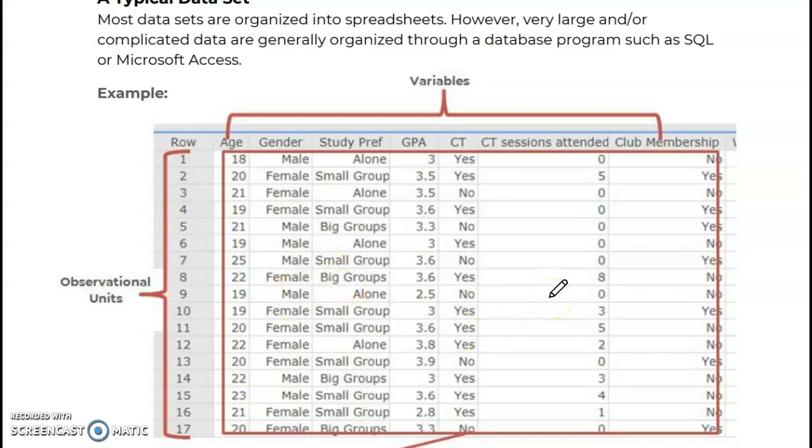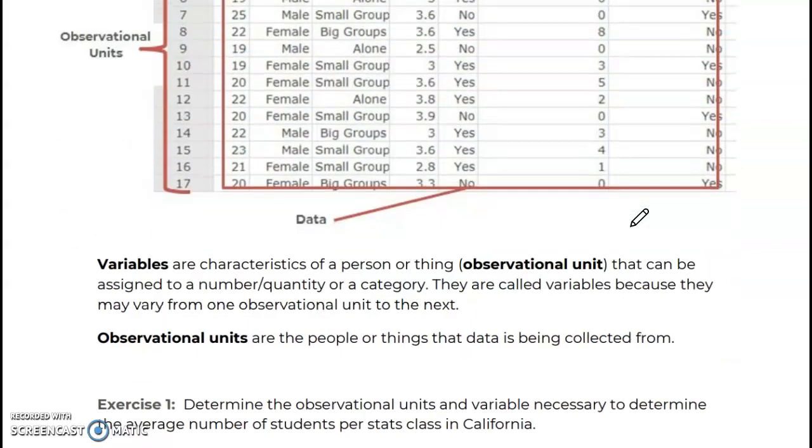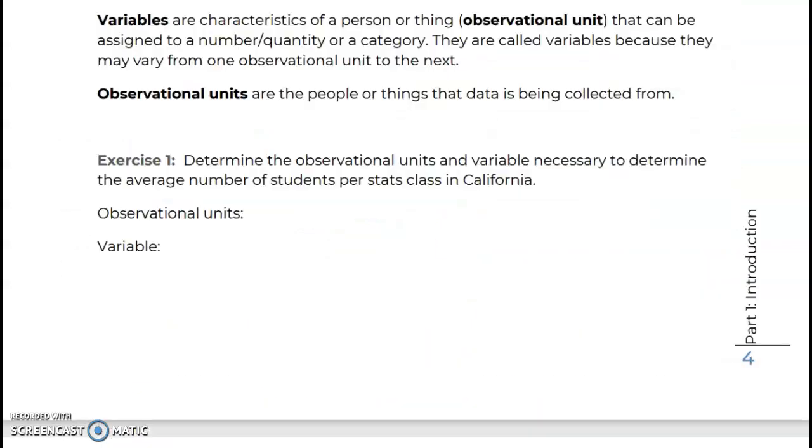Our data is in the inside of our table. And so for the variables, what are variables and what kind of variables do we have? Variables are characteristics of a person or thing that can be assigned to a number or quantity or a category. They're called variables because they may vary from one observational unit to the next. Our observational units are the people or things that data is being collected from.